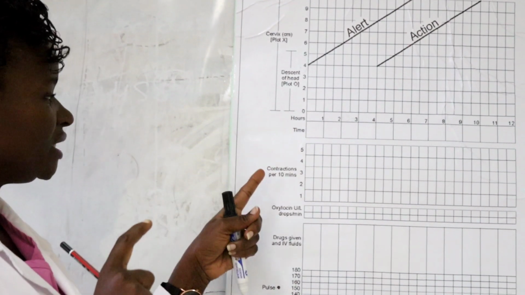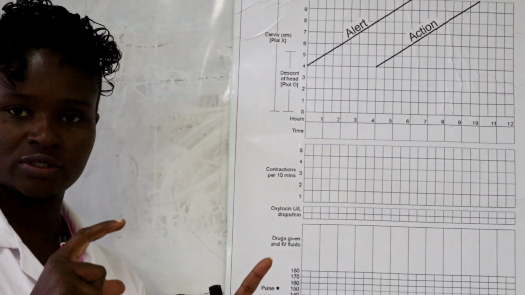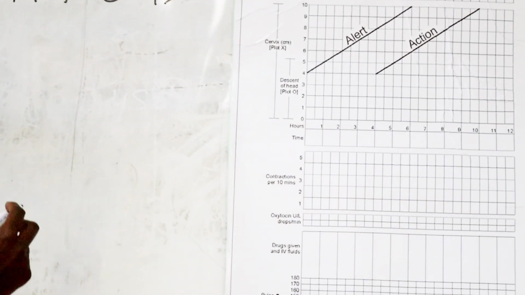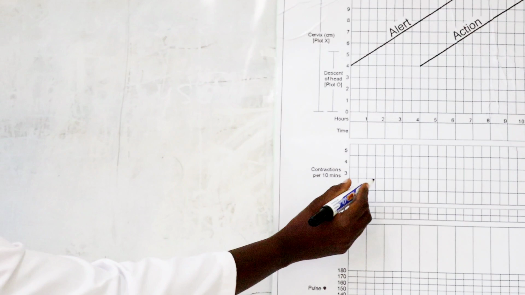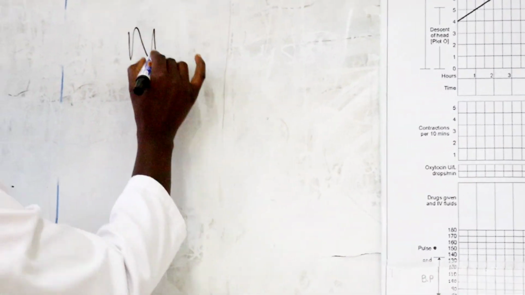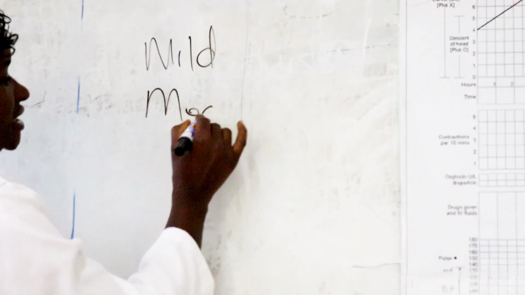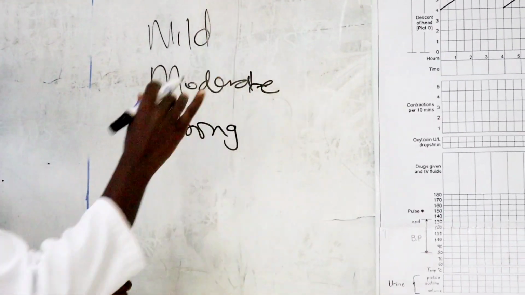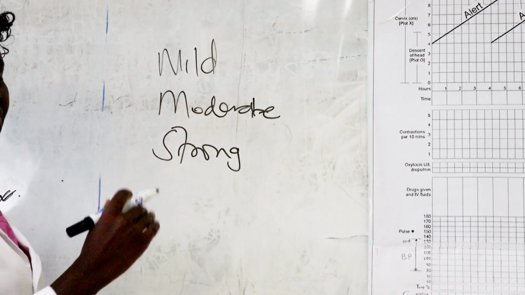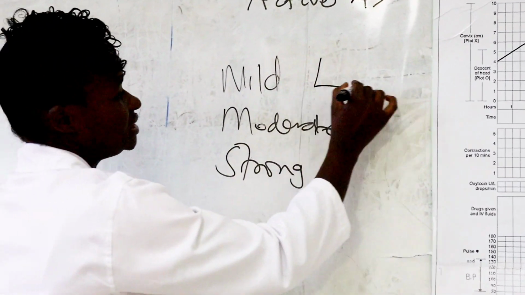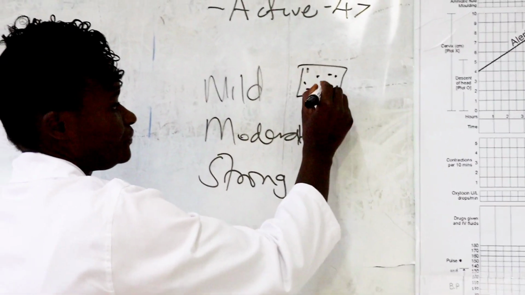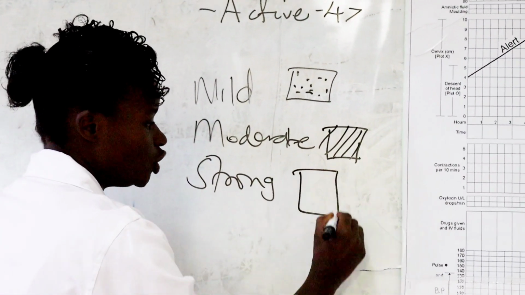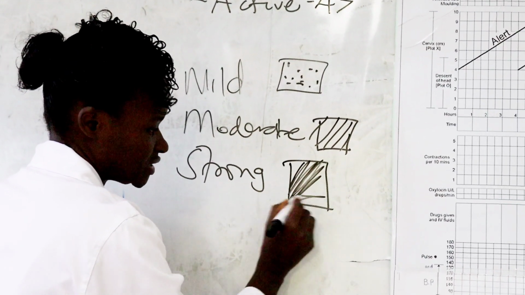Now, when I say that we chart contractions in seconds, let me enlighten you on an aspect here. If, for example, we have classifications: mild, moderate, and strong contractions. So how do we chart mild, how do we chart moderate, and how do we chart strong? For mild, we chart using dots. For moderate, we chart using lines. And for strong, we totally shade the box.